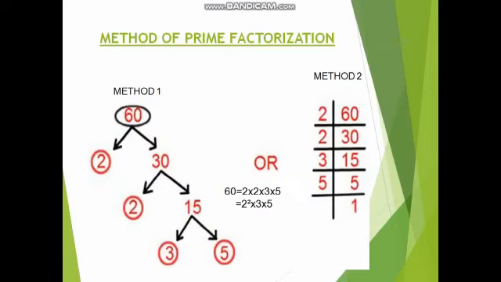So what are the factors of 60? 2 into 2 into 3 into 5. That means 2 occurs twice in this number, so you can write it as 2 raised to power 2 into 3 into 5.